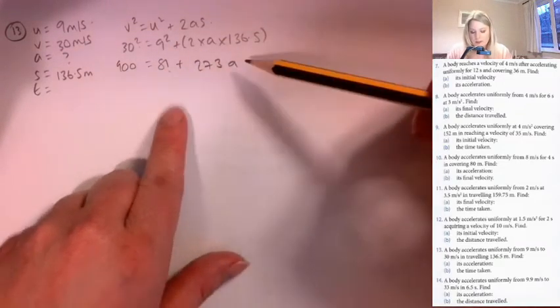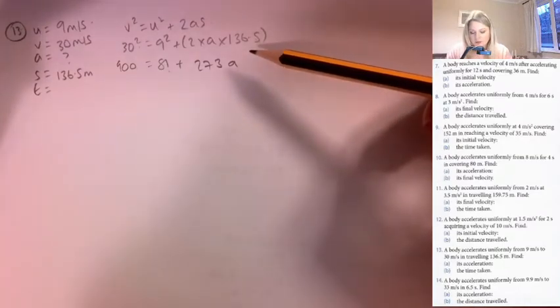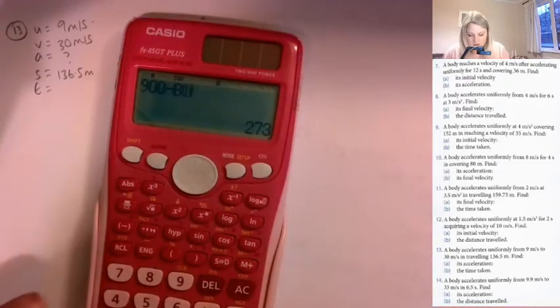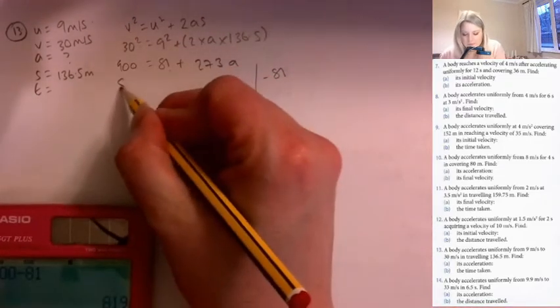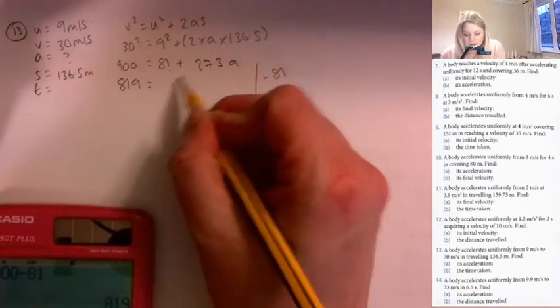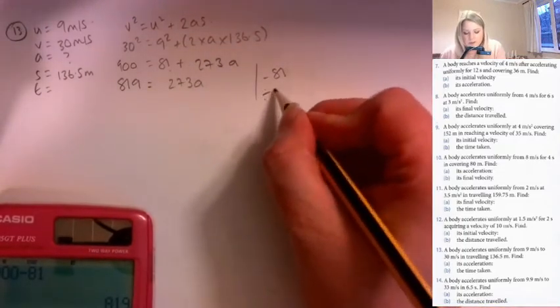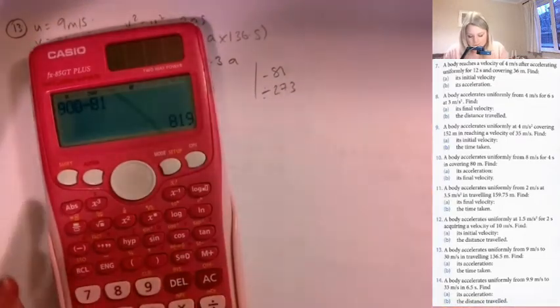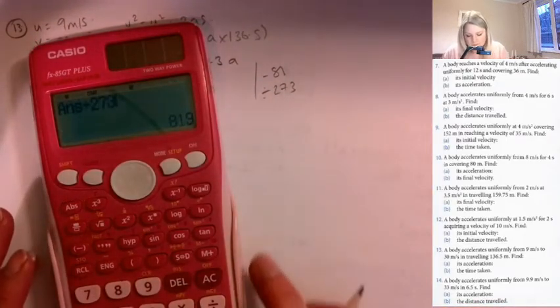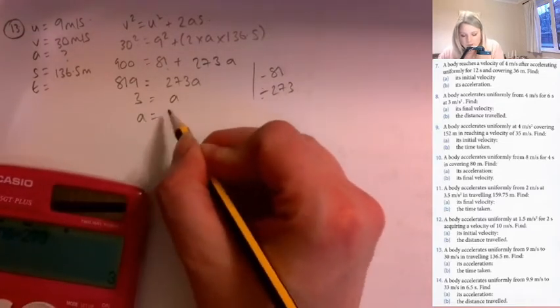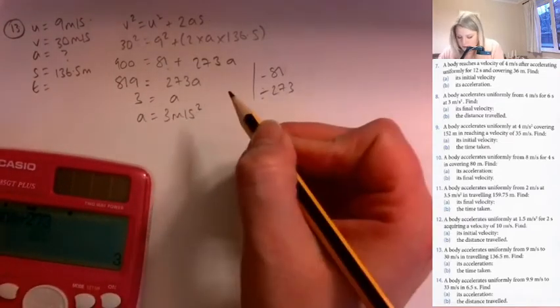So this again all of a sudden looks much nicer to solve. So I'm going to take 81 away from both sides, right? So 900 take away 81 gets me 819. And then I'm left with 273a. So then I just need to divide both sides by 273 and I get 3. So a is 3 meters per second squared.